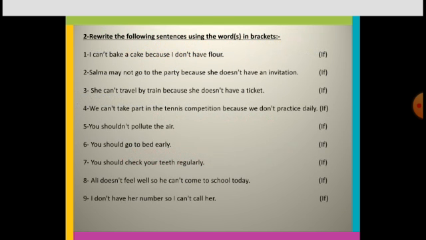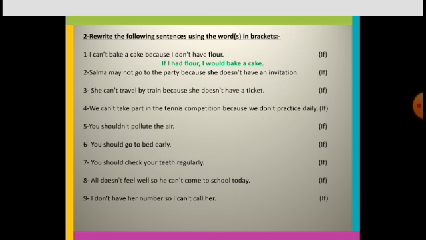Rewrite the following sentences using the words in brackets, like this. I can't bake a cake because I don't have flour. Use if. Think for a moment and remember, how can we use if instead of because? Very good. If I had flour, I would bake a cake.